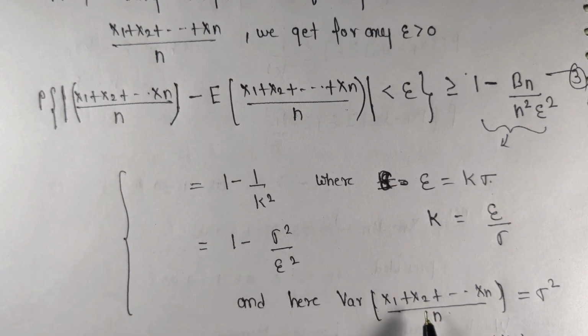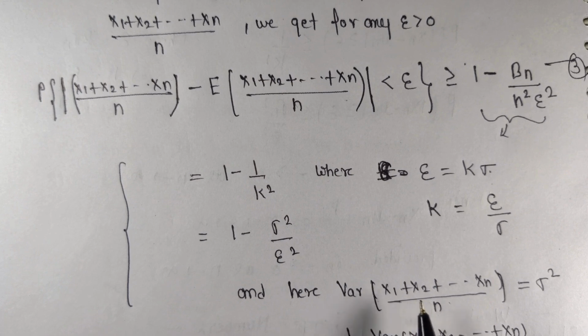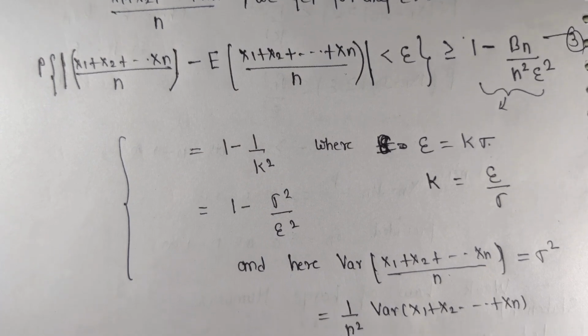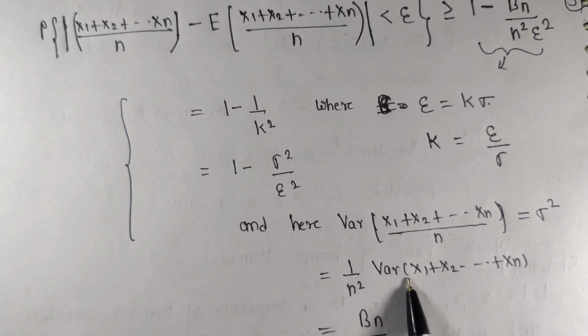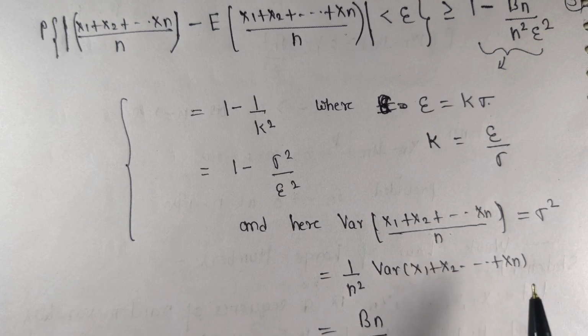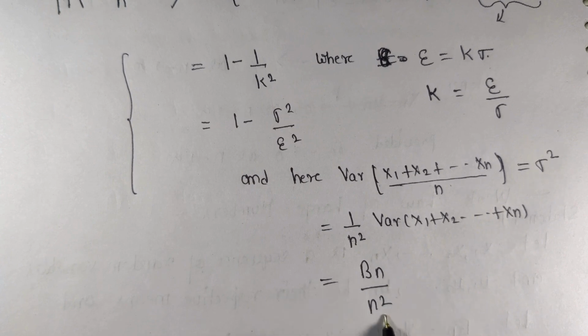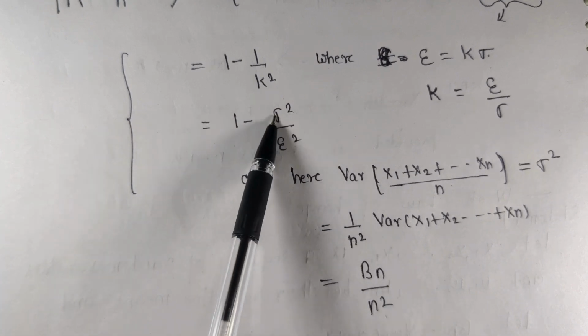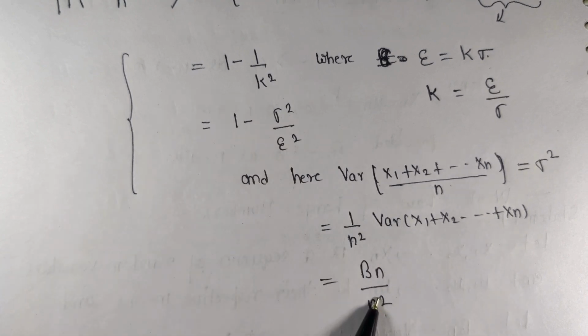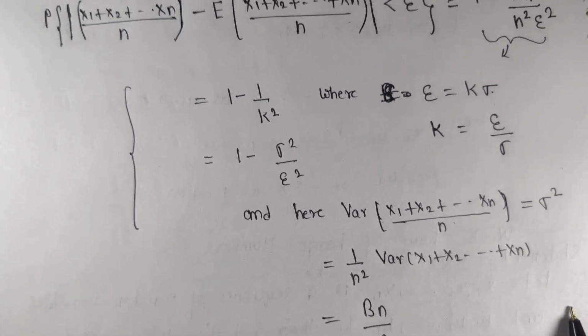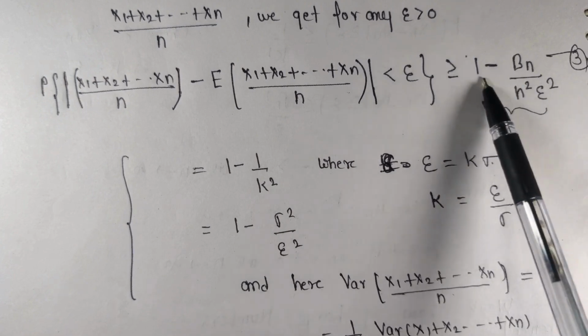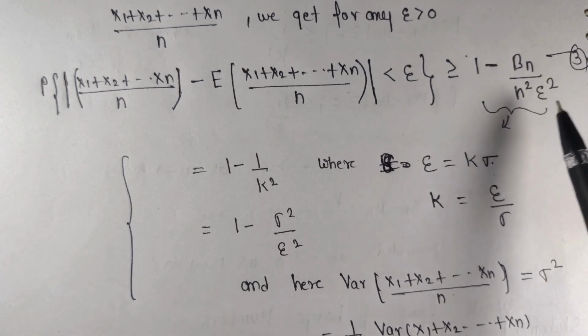So take the variance of the random variable. The random variable is (x1 plus x2 plus and so on xn) upon n. So n square comes outside, and this is the variance of x1 plus x2 plus and so on xn. And in the statement part we have assumed this value is equal to Bn. So that's why we are writing here this is equal to Bn upon n square. So now in place of sigma square, we can put Bn upon n square. So that's why in equation number 3 you can see here the right hand quantity is 1 minus Bn upon n square epsilon square.